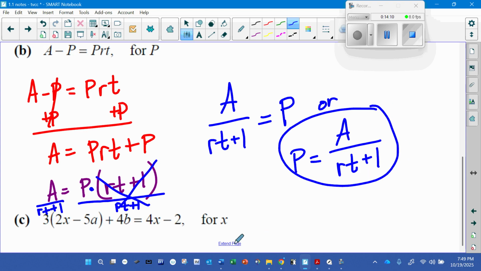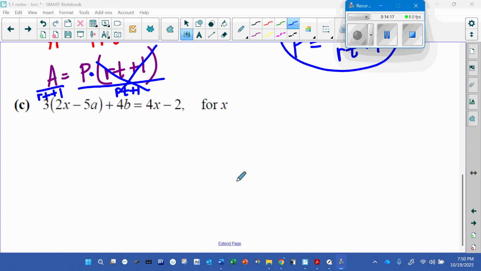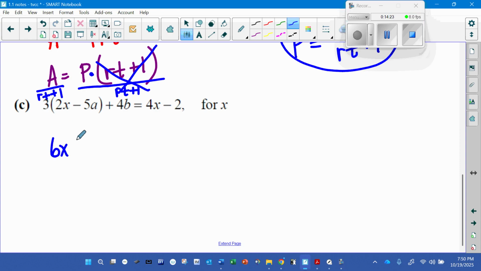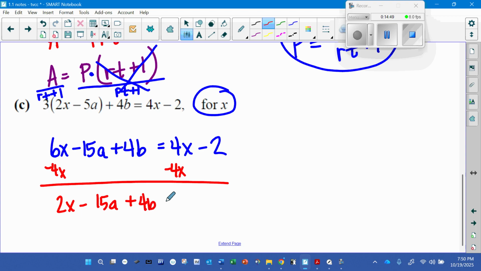All right, and then down here, okay, so we're going to distribute the 3. So 3 times 2x is 6x. 3 times negative 5a is negative 15a. And then you bring everything else down. All right, so we're solving for x. So what I want to do is move this 4x to this side. So I'm going to subtract 4x from both sides. So that gives me 2x minus 15a plus 4b equals, that canceled, negative 2.